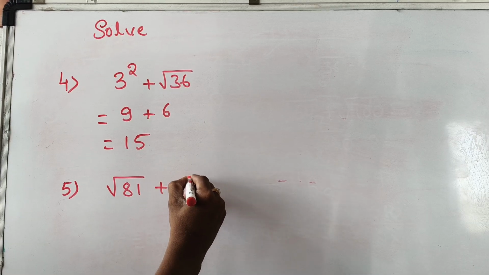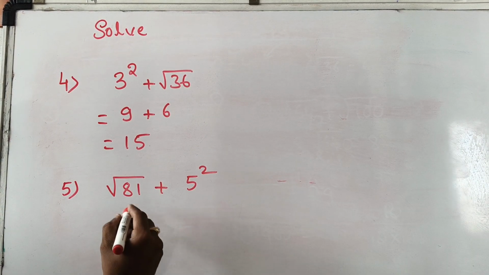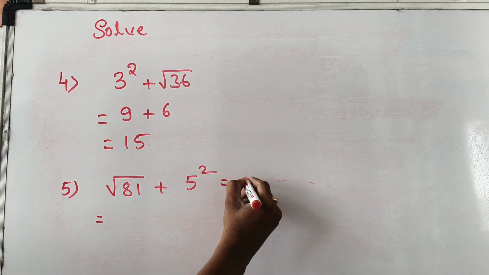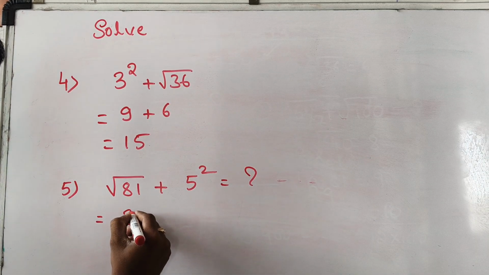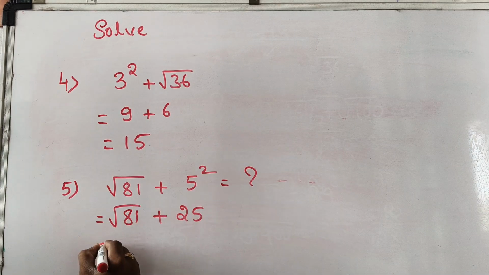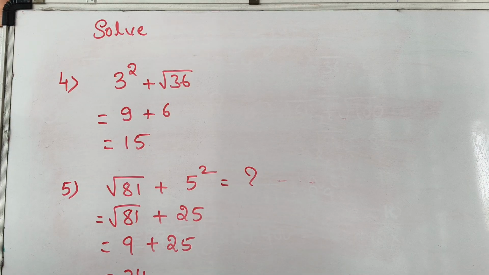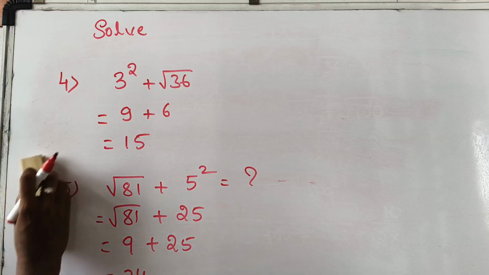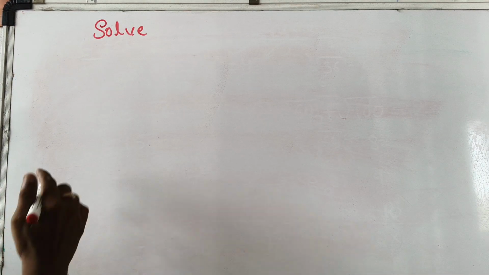Root 81 plus 5 square. What is root 81? 9. What is 5 square? 25. 9 plus 25. 9 plus 25 is how much? 34. The answer is 34. Let's go with some more problems based on squares and square roots.